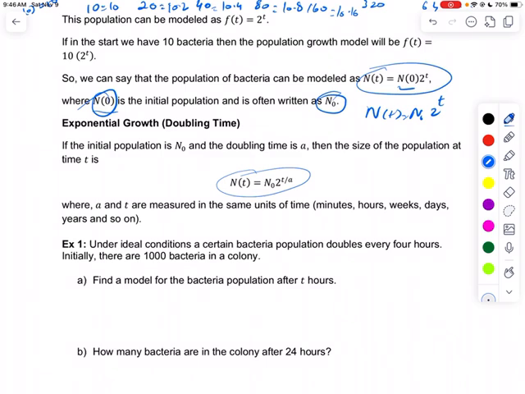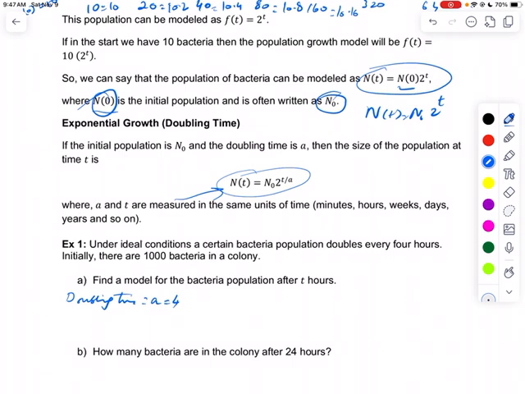It says under ideal conditions, a bacteria population doubles every 4 hours. Initially, there are 1,000 bacteria in a colony. Find a model for the bacteria population after t hours. We already know it's going to be this model because we know the doubling time, which we denote by A, equal to 4.